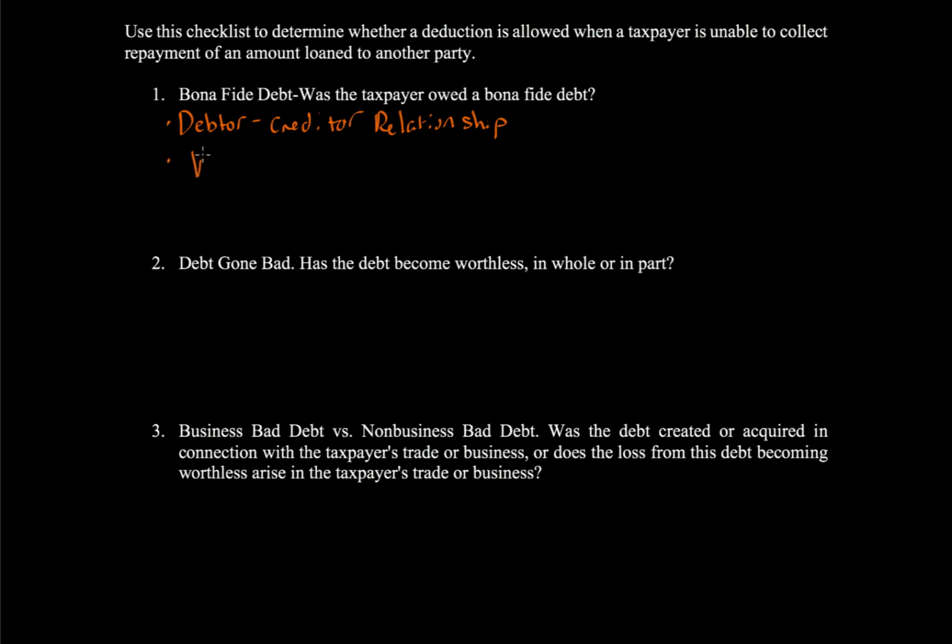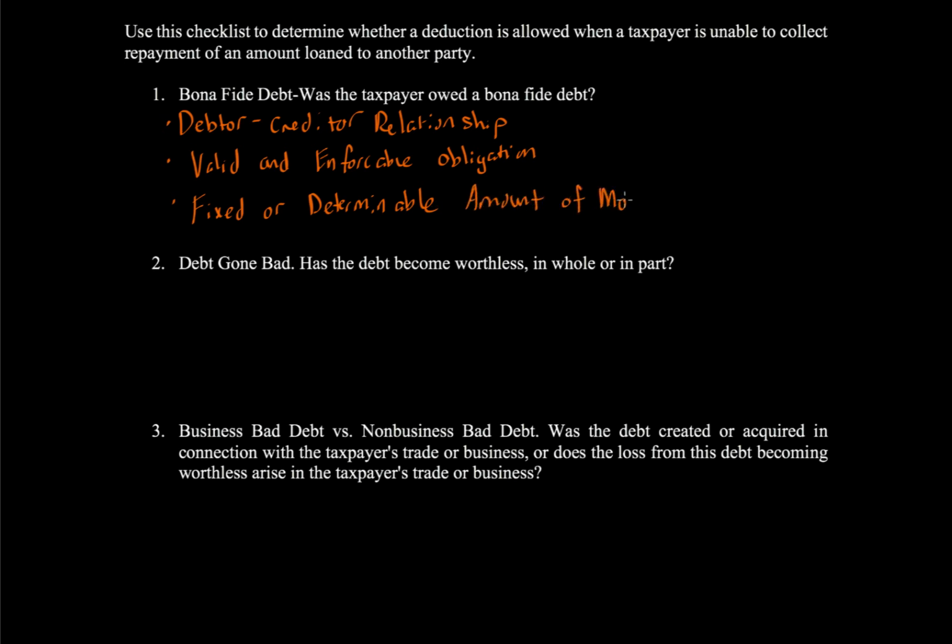There is a valid and enforceable obligation, and it's to pay a fixed or determinable amount of money. So you really need those three things to prove that there is a bona fide debt.